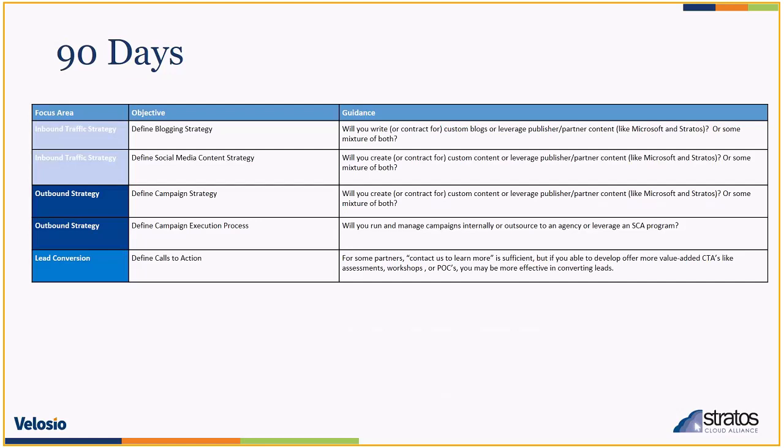On the 90-day campaign, we want to make sure that we are in full swing right now and we're ready to go to market, and we're going to be continuously pumping out content to help you drive your customer ads. So, you want to make sure you define your blogging strategy, social media strategy, and get your campaigns in order. For some partners, a contact us may be your best defined call to action. But if you're able to, provide a free cloud assessment or a workshop or proof of concepts, this will be helpful in helping you convert those leads.